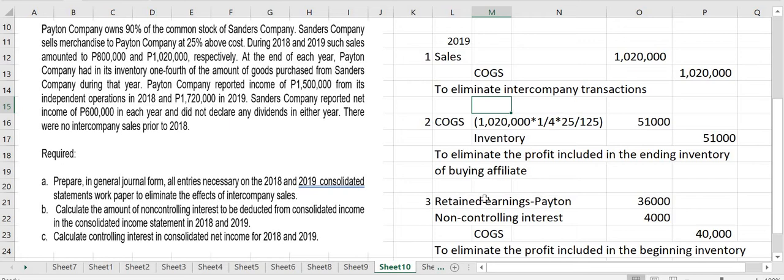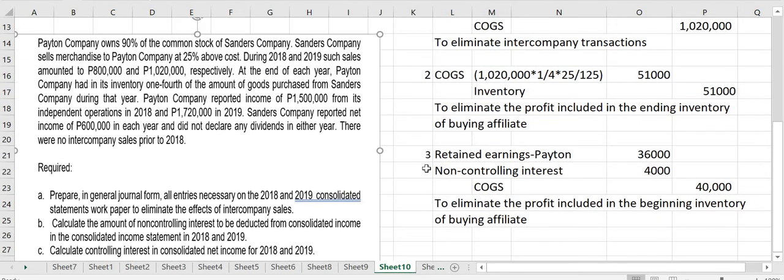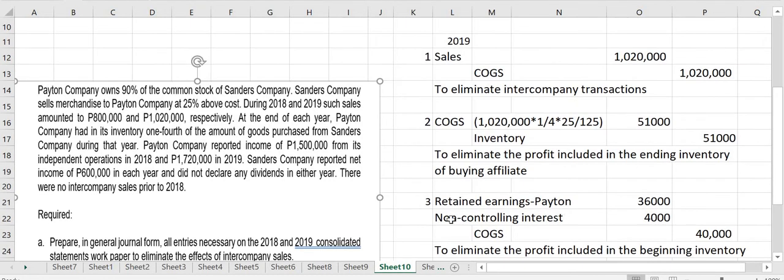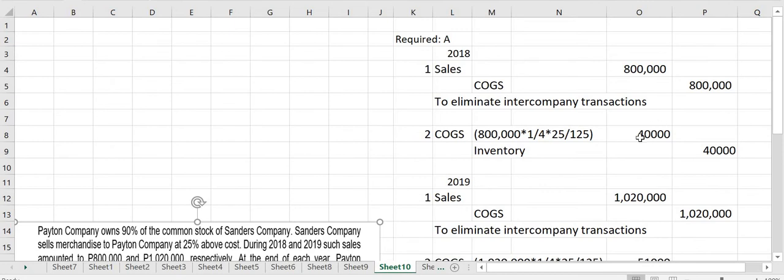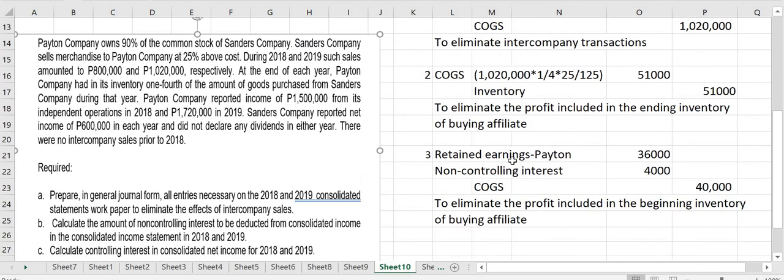Okay, and then the third entry, di ba, is to eliminate the profit included in the beginning inventory of the buying affiliate. So, di ba, last year we've recognized 40,000 as our unrealized profit in the ending inventory, which will be realized in 2019. So, since this is an upstream transaction, maapektuhan si non-controlling interest. Okay, so maapektuhan lang naman si non-controlling interest if yung transaction is an upstream transaction. Kasi pag downstream, wala. Di maapektuhan si non-controlling interest.